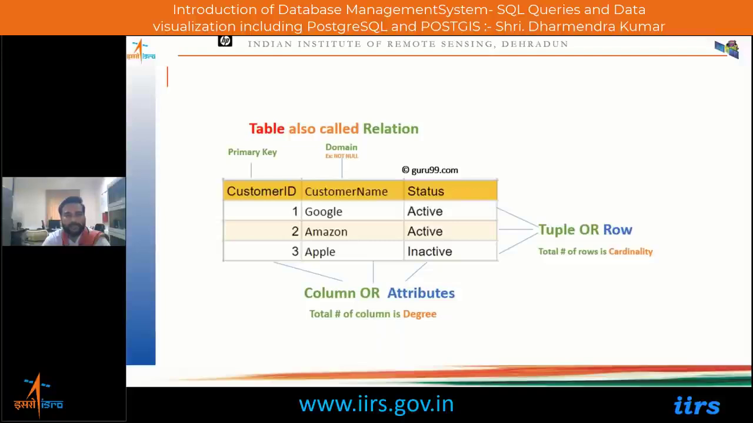Now the example. We call this table a relation. There is a primary key like customer ID, and a domain. I have taken this screen from guru99.com, and the status of the customer: Google is active, Amazon is active, Apple is inactive. Now these columns are called attributes. Total number of columns is degree, as I explained. Tuples or rows: the number of rows is cardinality. So there are 3 rows and 3 columns, so cardinality is 3 and degree is 3.